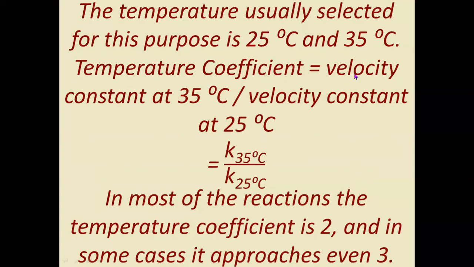Our temperature coefficient will be equal to the rate constant at 35 degrees centigrade divided by the rate constant at 25 degrees centigrade. Generally, it is represented by K. Therefore, K 35 degrees centigrade by K 25 degrees centigrade will give you the temperature coefficient. Therefore, it is a ratio of the velocity constant or rate constant at two different temperatures which are separated by 10 degrees centigrade.